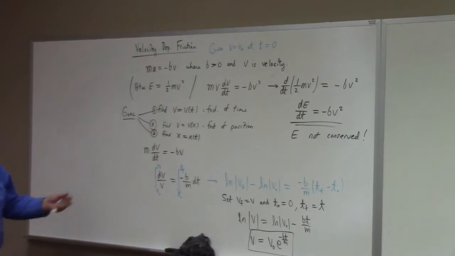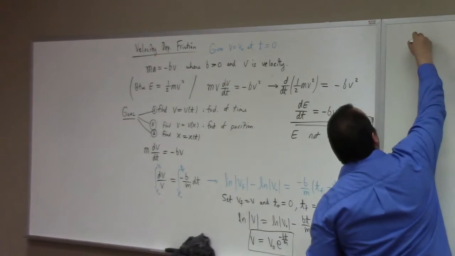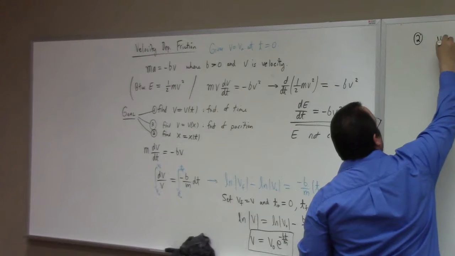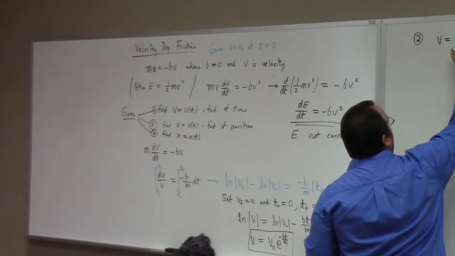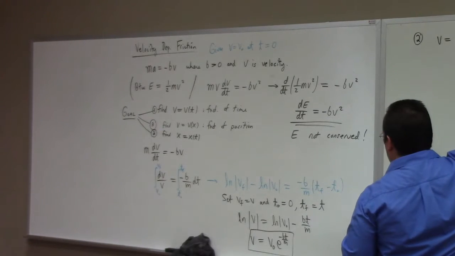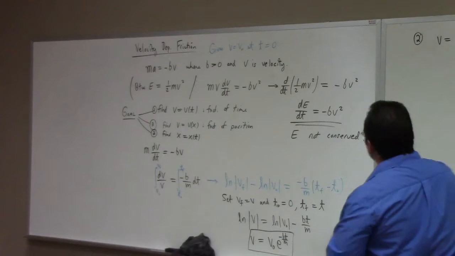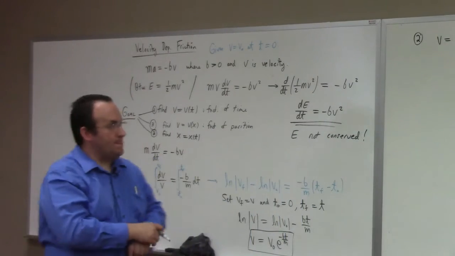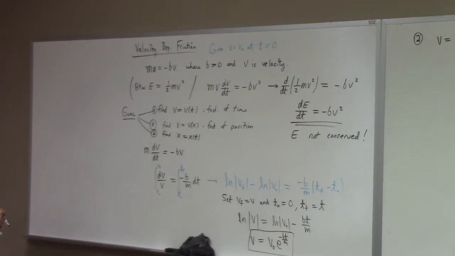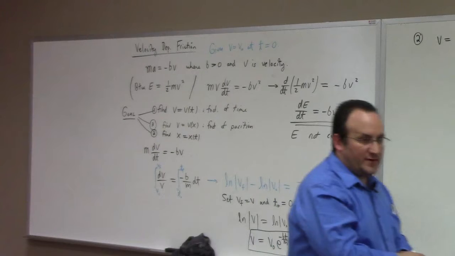All right. So then how do we do 3? It's 2. Idiot. So we have V is what? It's dx dt. And that's equal to V naught e to the minus bt over m. So can we solve for x?